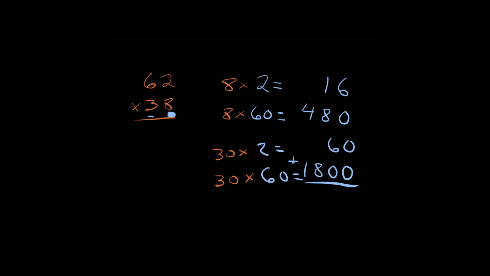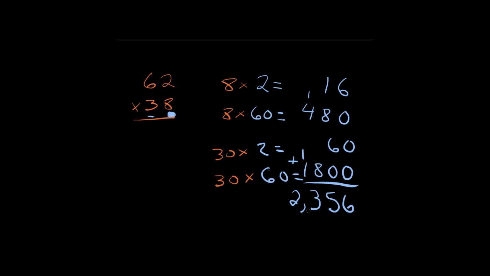All right, and then we want to add all those up again. So our ones column, we're going to end up with a 6. Tens, we have 1, 8, and 6 for a total of 15. Carry our 1 again. This time we're going to have a 4, a 1, and an 8 for 13. Carry our 1. 1 plus 1 is 2. So our answer here to this problem, 62 times 38, is 2,356.